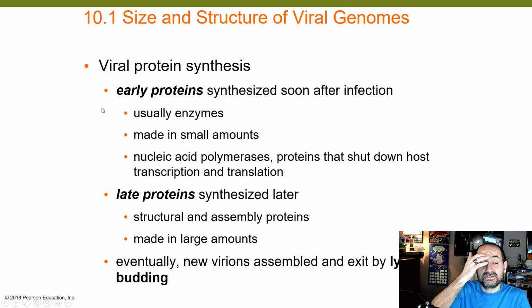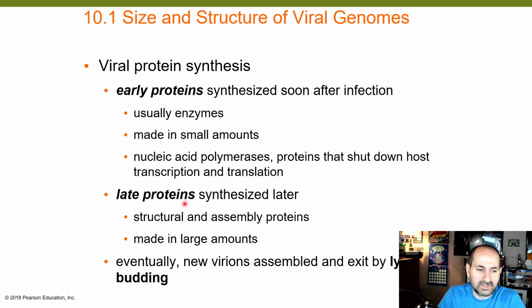Now, when a virus is undergoing the synthesis stage, this is where the virus is producing more of its proteins and more of its nucleic acid. There are what's known as early proteins, which are synthesized soon after infection, and then late proteins, which are synthesized later. The early ones, these are usually enzymes, things that the virus needs in order to reproduce more of itself, made in small amounts. These include nucleic acid polymerases, proteins that shut down the host transcription and translation, so we could focus on viral transcription and translation.